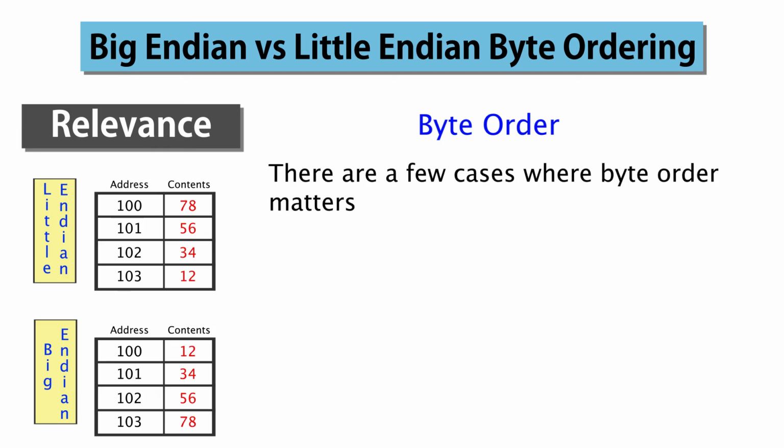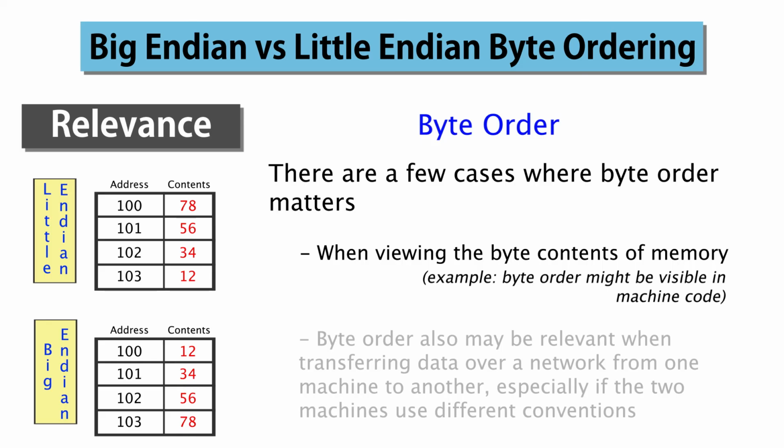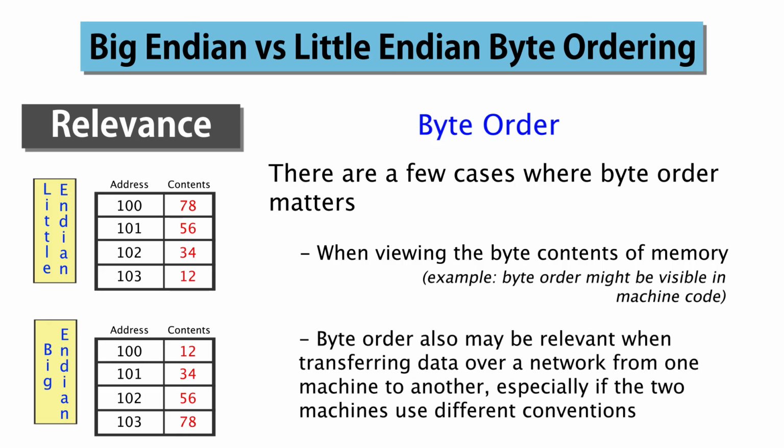There are a few cases, however, where byte order matters. When viewing the byte contents of memory, for example, when looking at machine code, the byte order may be visible. Byte order also may be relevant when transferring data over a network from one machine to another, especially if the two machines use different conventions. Most data transfer protocols take this into account.